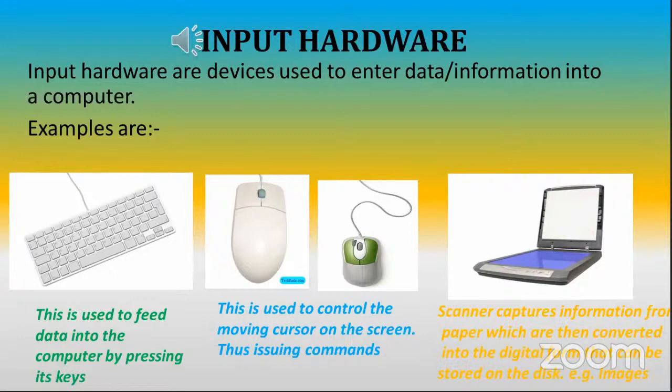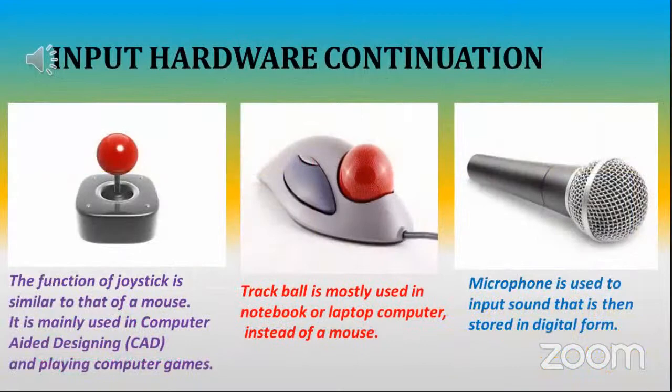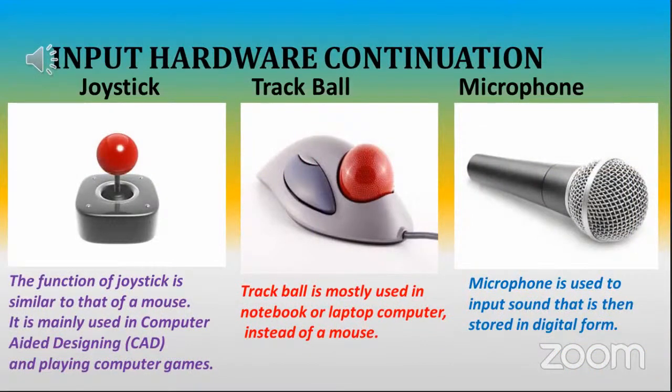Then a scanner captures information from paper, which are then converted into the digital form that can be stored on the disk, e.g. images. That is it. Keyboard, mouse, and scanner. Next slide is for Laura. Talk about those ones. Input hardware continuation.